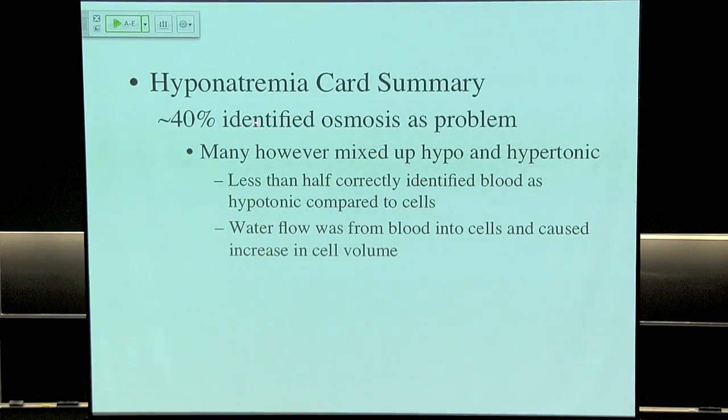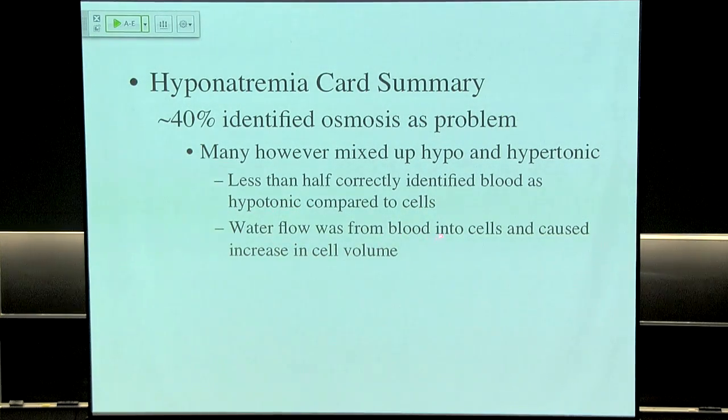In fact, approximately 40% of you correctly identified this as an osmosis problem, which is actually up from 25% last year, which is really good. But there's still a number of problems, many people mixing up hypo and hypertonic. Less than half correctly identified the blood as being hypotonic compared to the cells.